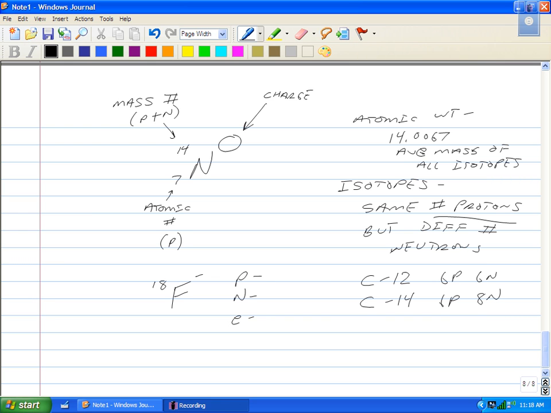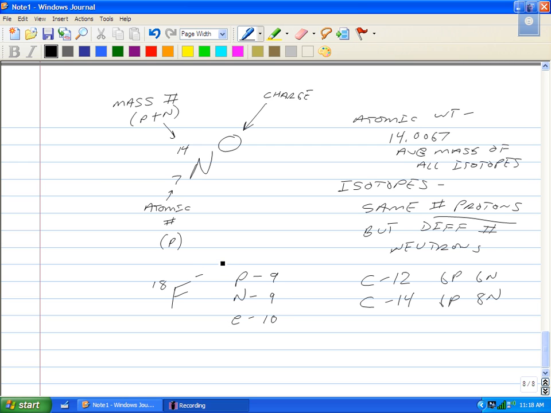Yeah, we always start with protons because we know it's fluorine, so we know for sure that it has 9 protons by definition. Fluorine has 9 protons. 9 neutrons. Okay, so it must have 9 neutrons because the total of protons and neutrons is 18. And it has how many electrons? 7. How about 10? 10.